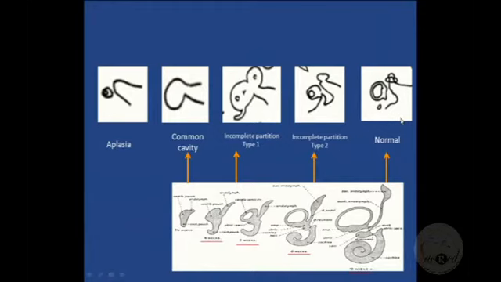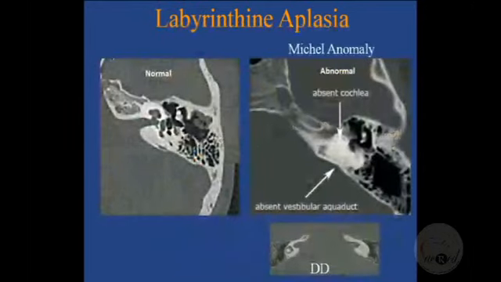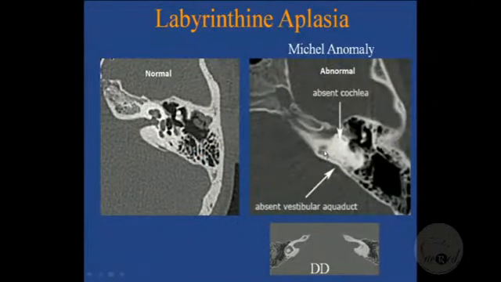Labyrinthine aplasia is basically a complete absence of cochlea, vestibule, semicircular canals. It looks like a dense bony capsule without any of the structures. The closest differential, the way I look at it, is labyrinthitis ossificans. So how do you differentiate?